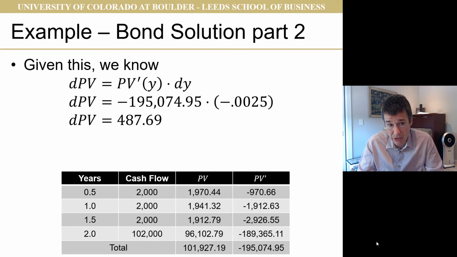So given this, we want to calculate the differential. Our interest rates are going down by 25 basis points. So dPV equals PV prime of y times dy. dPV equals negative $195,074.95. We multiply by negative 0.0025, down by 25 basis points, and we end up making $487.69. So interest rates go down by 25 basis points, we make $487.69.